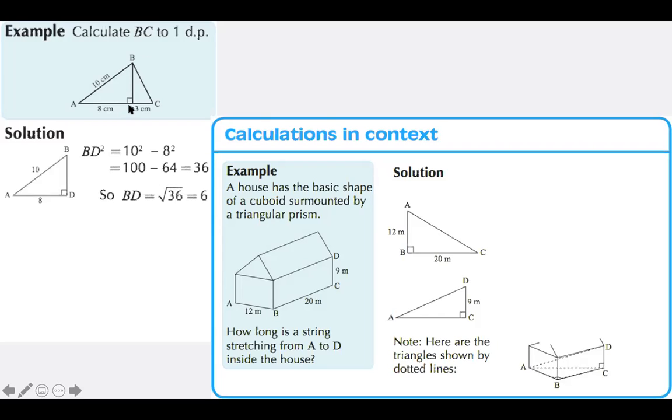Now you've got BD, and then you're looking for BC, and Pythagoras tells me that BC square is BD, 6 square, plus 3 square this time. So it's 45.